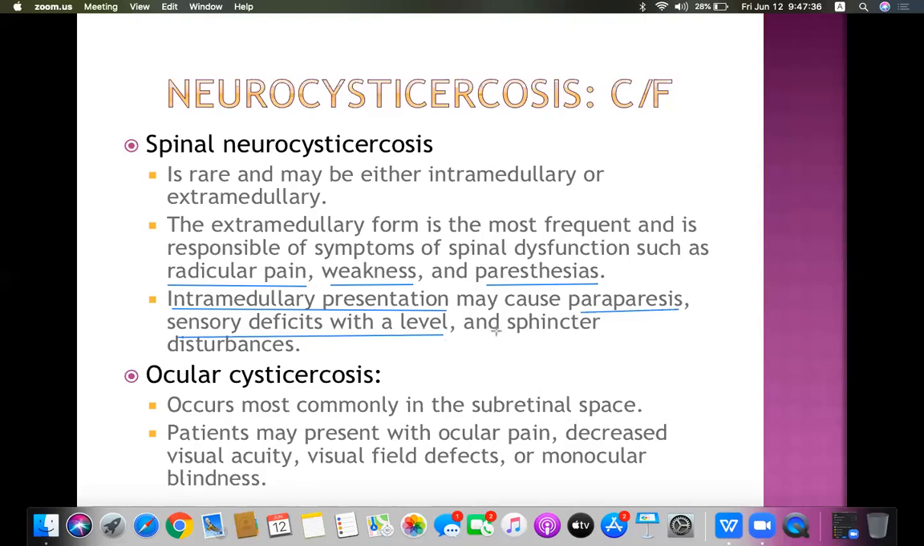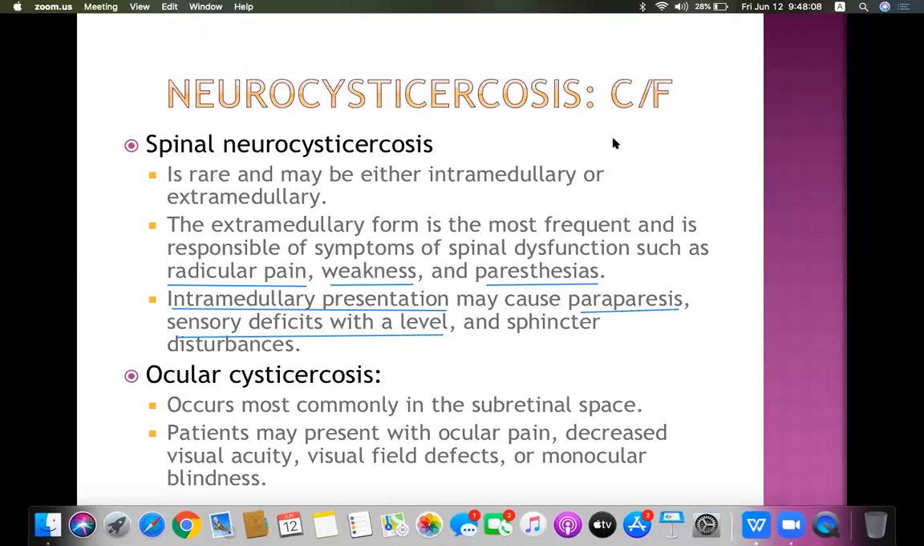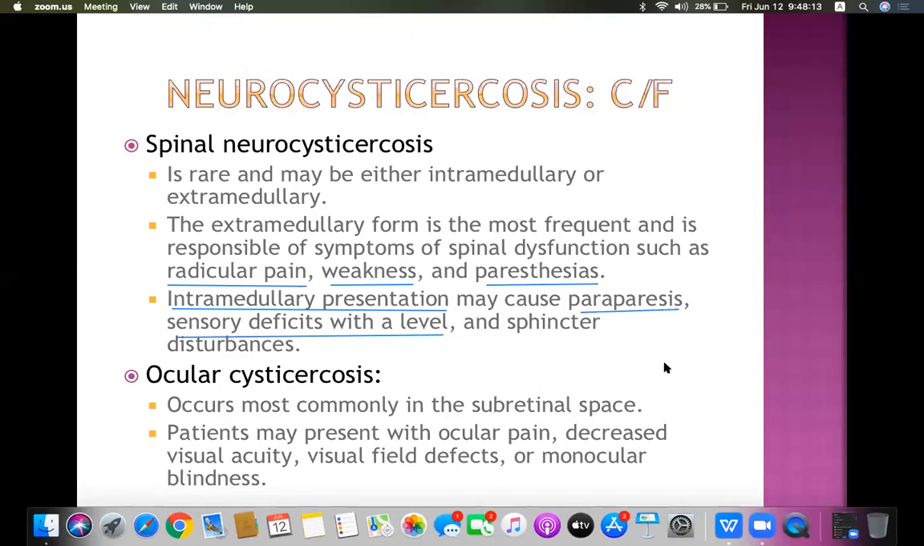Now let me explain this by giving you an important example. If at the level of T10 vertebra there is neurocysticercosis at spinal cord, now what will happen? All the sensation below that T10 level is gone. Okay? They are absent. But above that level of T10, everything is normal. So this is called level. Okay? Level in case of spinal cord. This is important when we talk about sensation or sensory problem.